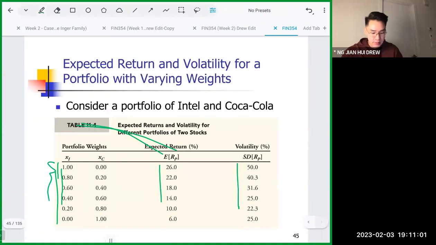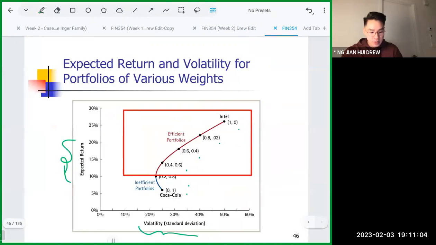So what we are doing here is plotting the portfolio based on the weights given here: 1, 0, 80%, 20%, etc. And what we notice empirically, when we keep doing this for various portfolios, is that the shape of the graph is what we call a parabola, meaning a curve like this. So this becomes the shape of the portfolio, and this shape is called the frontier.